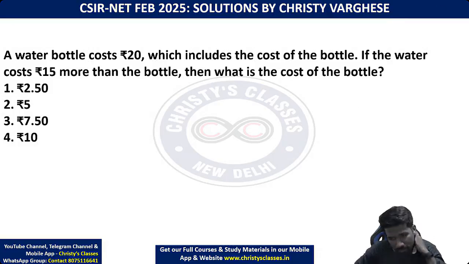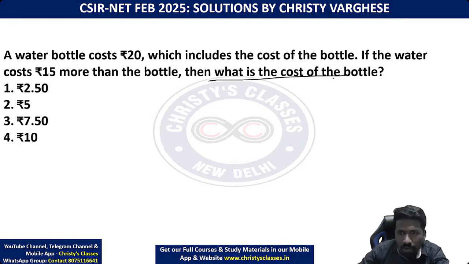Due to lack of time, I will start explaining. A water bottle costs ₹20, which includes the cost of the bottle. So this 20 is the cost of water and the cost of bottle together. Finally, what is the unknown? The cost of the bottle. So let X be the required unknown. So X plus cost of water is equal to 20.